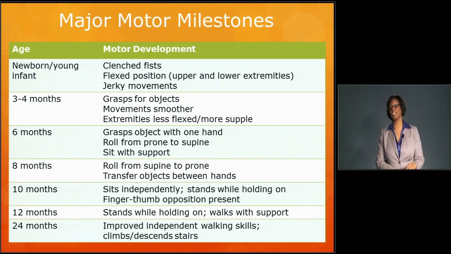I skipped over 6 months, but that is a very important milestone where babies at that point should be able to sit independently, although with some support, propped up, but they should definitely be able to sit and hold themselves up and not roll over. By about 12 months of age, we expect this baby to be able to stand independently, and at that point, some babies will even walk with support.